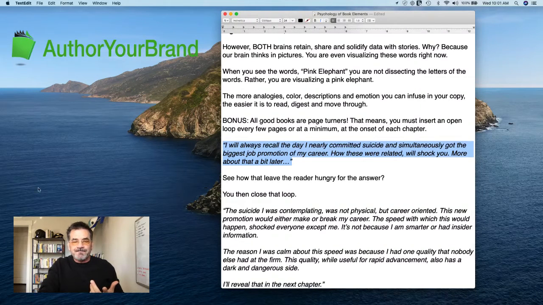So we close a loop. Hey, the suicide I was contemplating was not physical, but career-oriented. This new promotion would either make or break my career. The speed with which this would happen shocked everyone except me. It's not because I'm smarter or I have inside information. The reason I was calm about this speed was because I had one quality nobody else had in the firm. This quality, while useful for rapid advancement, has a dark and dangerous side. I'll reveal that in the next chapter.